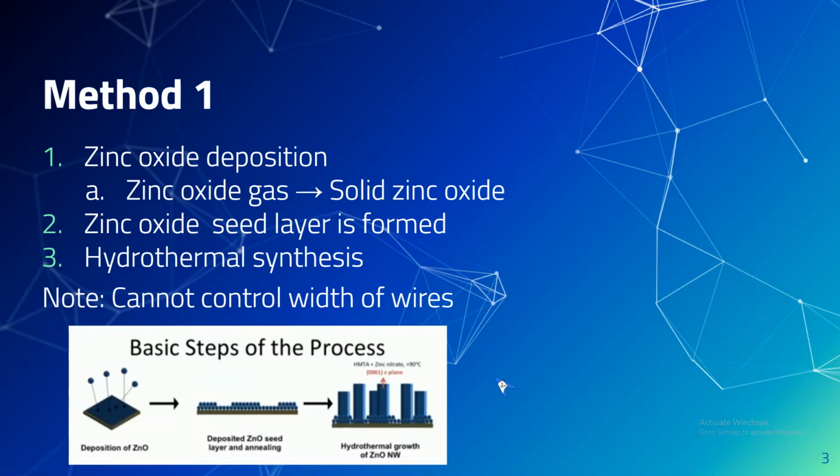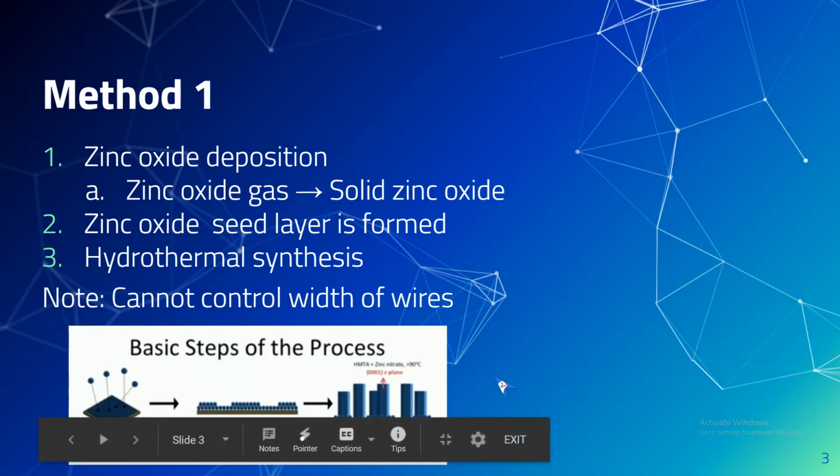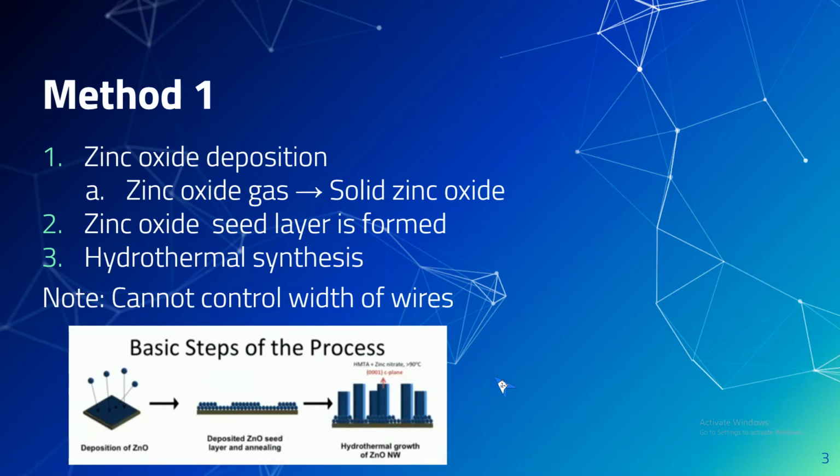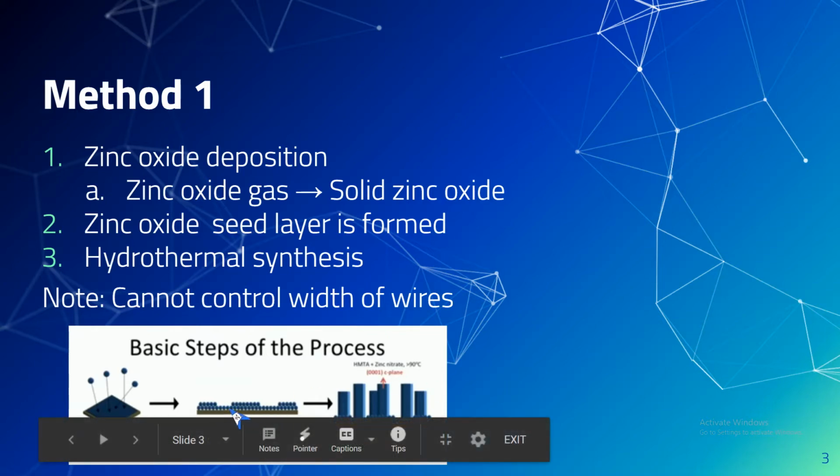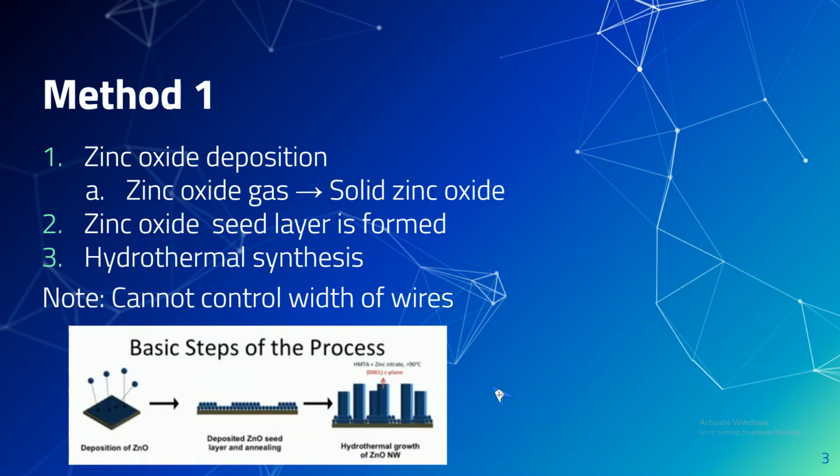Next, a zinc oxide seed layer is formed onto this solid zinc oxide substrate, and this seed layer is used to produce the nanowires in a later step, and serves as the basis from which the nanowires are grown. As you can see, these blue dots right here, that is the seed layer that I'm talking about. Finally, the third step is going to be hydrothermal synthesis. And so hydrothermal growth allows the nanowires to grow perpendicular to the substrate and grows through the seed layer.